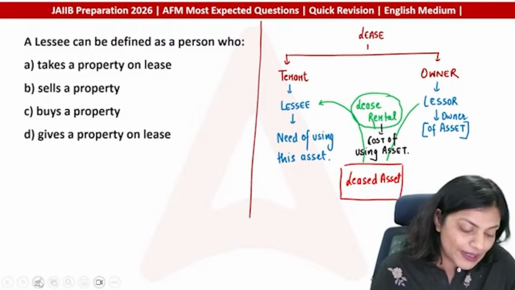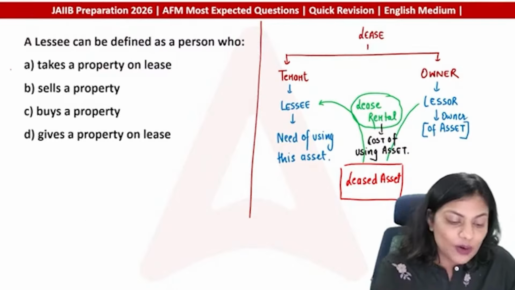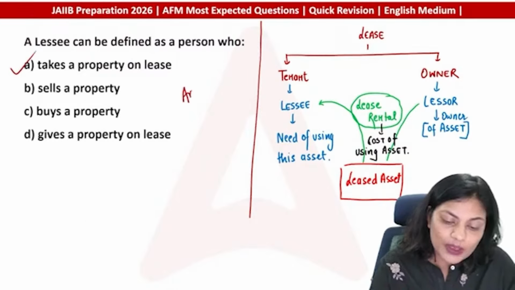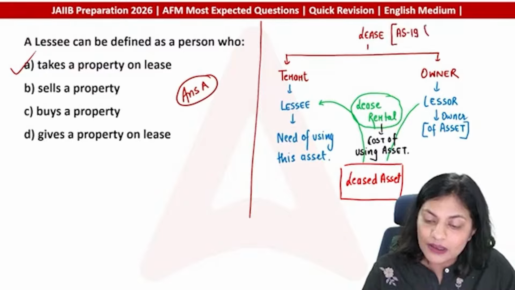So now who is a lessee? A lessee is a person who takes a property on lease, that is option number A, right? Lease is covered under AS 19 and Ind AS 116.